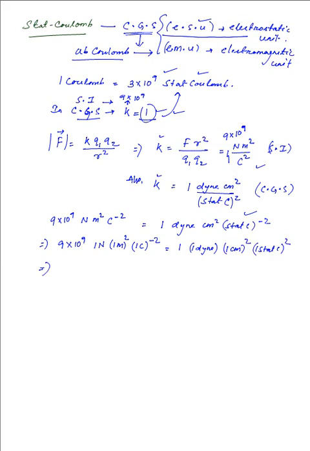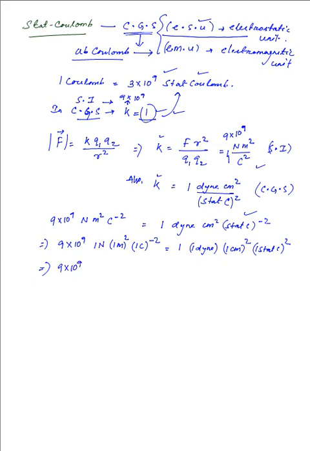Now we do not know how many stat coulomb make up 1 coulomb. Let's take that as a case over here. So what we are going to do is, because we'll be comparing them, we know that this is 9 times 10 to the power 9.